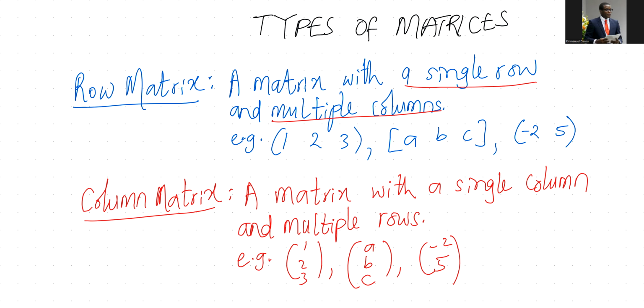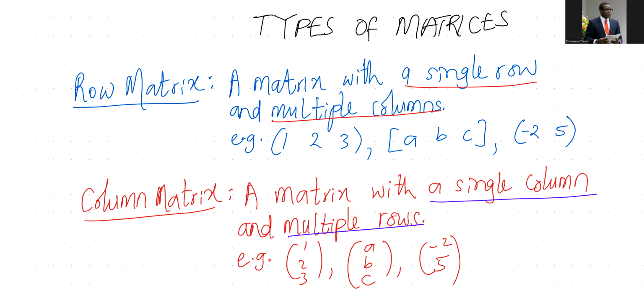And then we go ahead to talk about a column matrix. A column matrix, on its own part, has just a single column and multiple rows. So the first example, we have 1, 2, 3, which is just 1 column but 3 rows. A, B, C, 1 column but 3 rows. Minus 2, 5, that's 1 column and then 2 rows. So that is a column matrix.